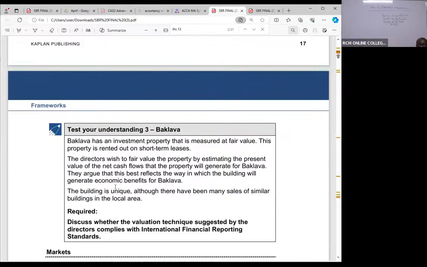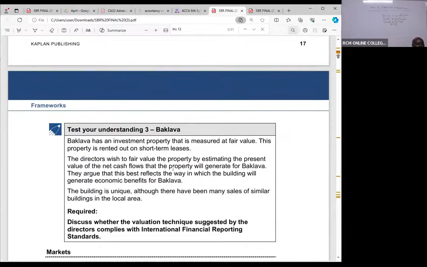The building is very unique, although there have been many sales of similar buildings in the local area. So discuss whether the valuation technique suggested by the directors complies with international financial reporting. Ladies and gentlemen, we are told here that what they're trying to use is valuing their property using the net cash flows discounted technique. This is level 3. And level 3 is only applicable for very unique buildings.